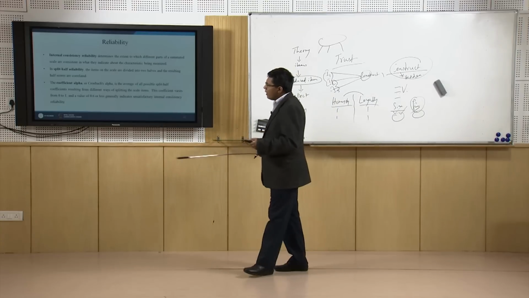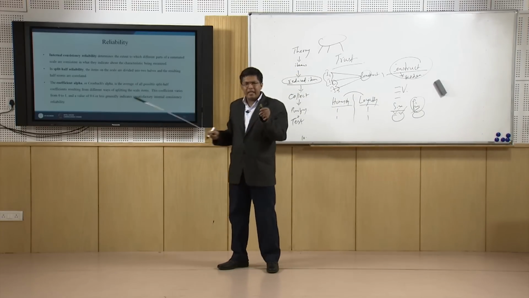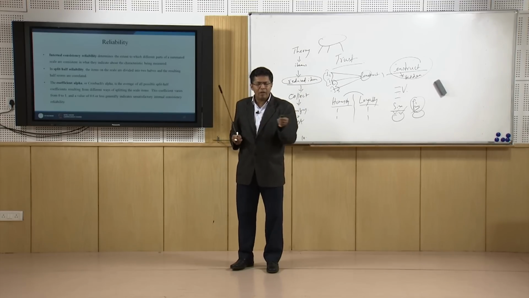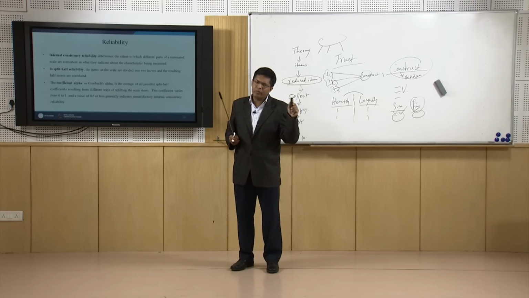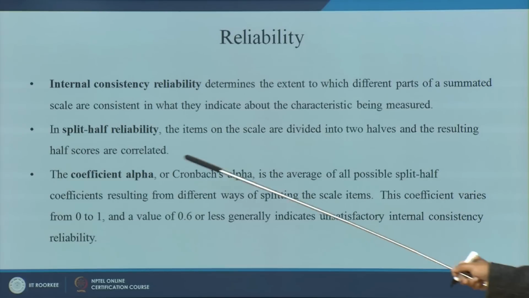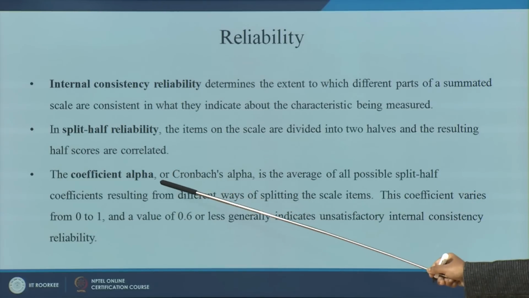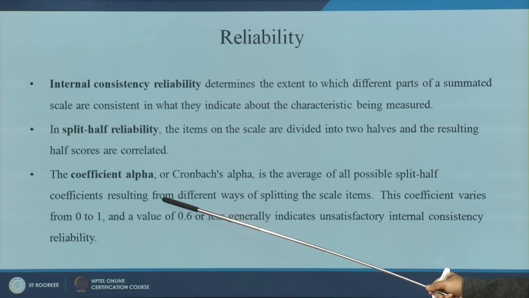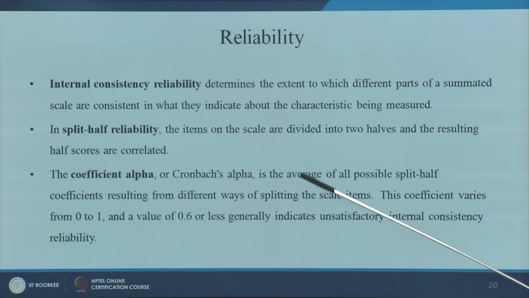Split half is where the data is divided into two parts, each part is checked, and the results are compared. If they are similar, then we say there is reliability. The data is split into two halves and the resulting half scores are correlated. Coefficient alpha or Cronbach's alpha is basically nothing but an average of all possible split half coefficients that have been generated. So, it is an average.